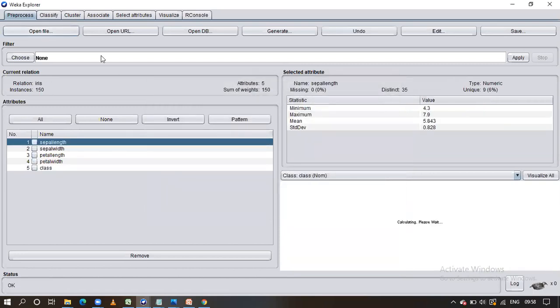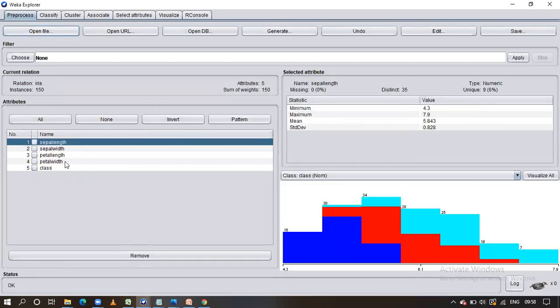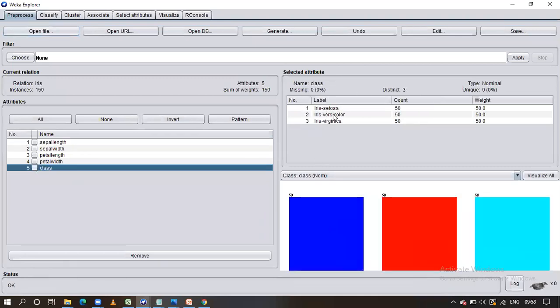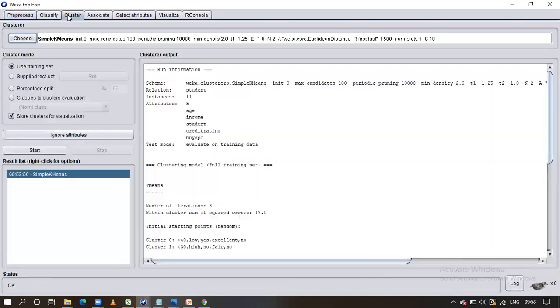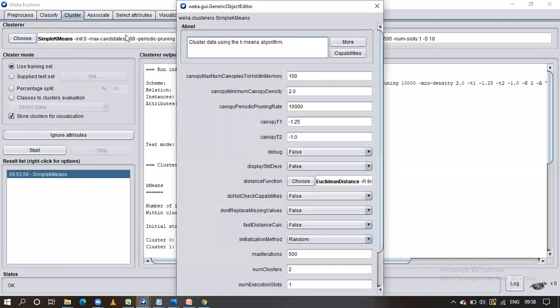Coming to the class, it has three values: iris setosa, iris versicolor, and iris virginica. These are the three classes related to the iris. Now I'm going to form a cluster for each class type, which means I have to give three as the number of clusters. Here is the simple k-means algorithm, and I want to form three clusters, one for each class.